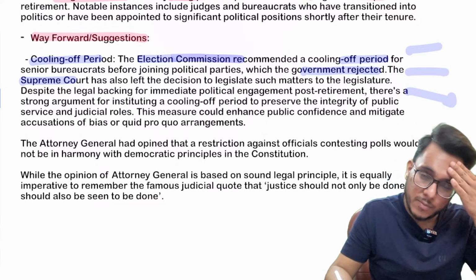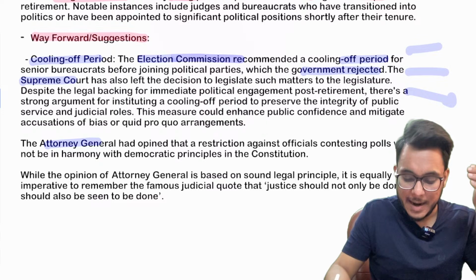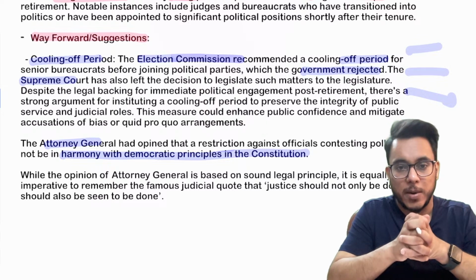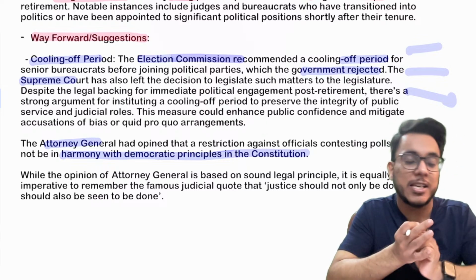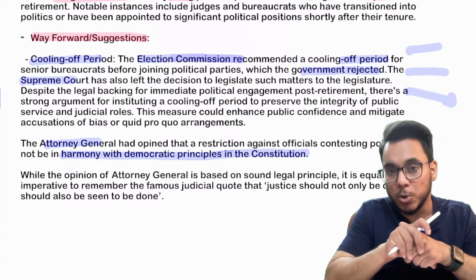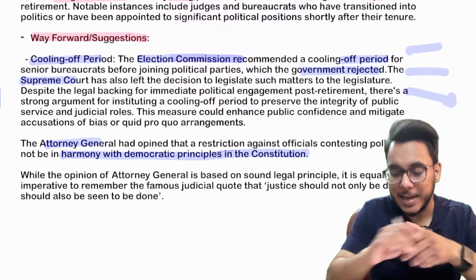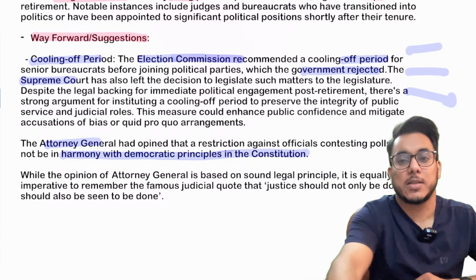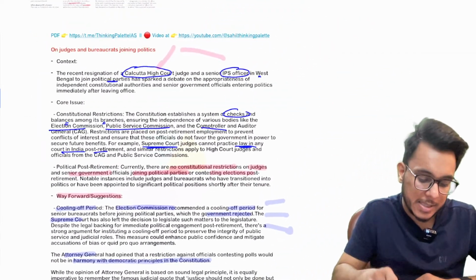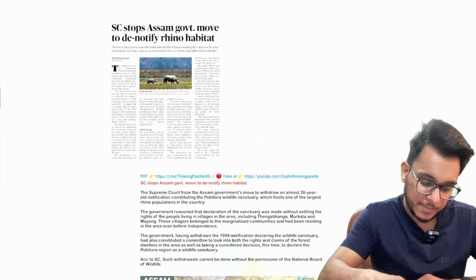Now why is such a cooling period not imposed? Because according to the Attorney General of India, it will not be in harmony with the democratic principles of the Constitution. Anybody is free to contest elections in India. So in a representative democracy, it will not be right to put restrictions, and therefore there is no such cooling off period. However, we should now consider that for at least a few important offices which hold a lot of clout, such restrictions should be imposed. So this is all about this particular article. I hope you have understood it, and now moving to the next article.